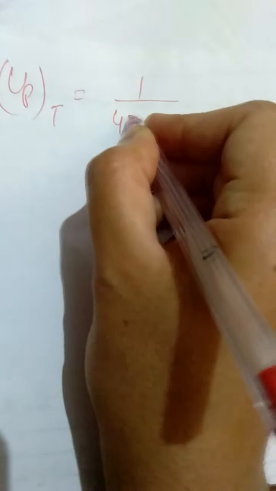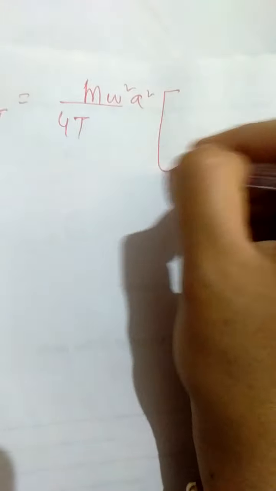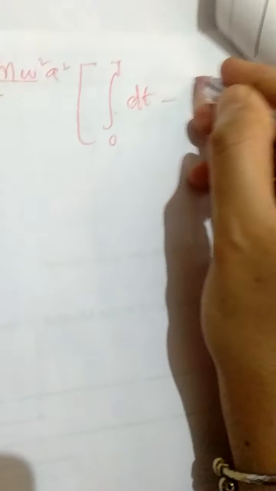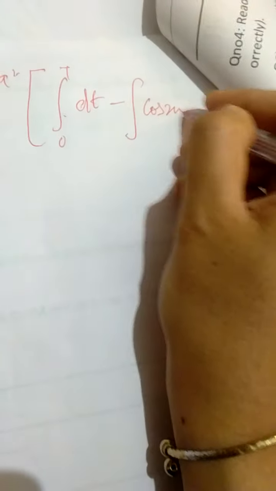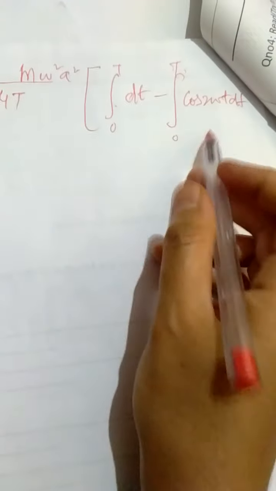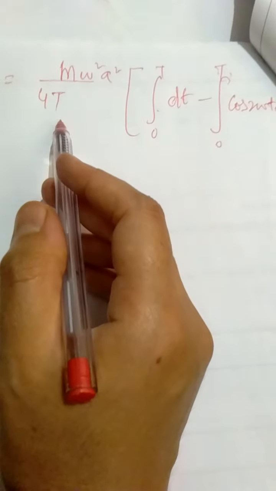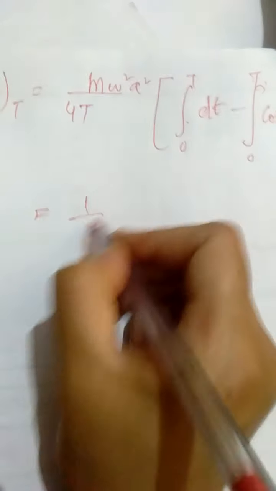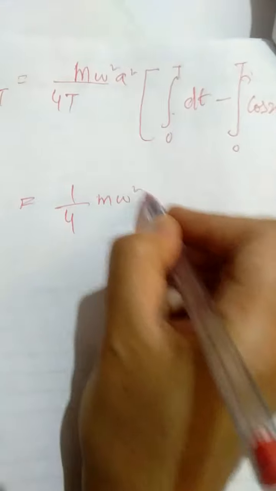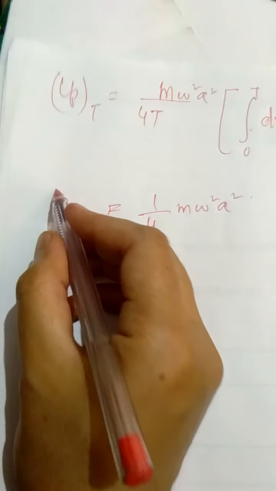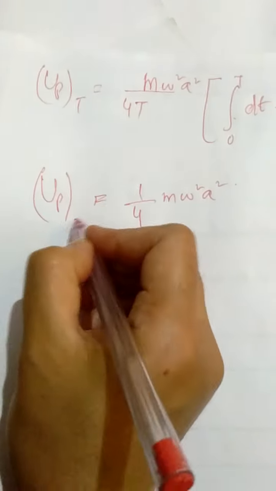The time averaged value of potential energy will be 1 by 4T m omega square a square. This will be integral dt. We are doing it in the same way as in the previous case, cos of 2 omega t dt 0 to T. And by the same logic, this integral will be 0. This will be T, that will get cancelled with this capital T. So you are left with 1/4 of m omega square a square. So this is the time averaged value of potential energy.